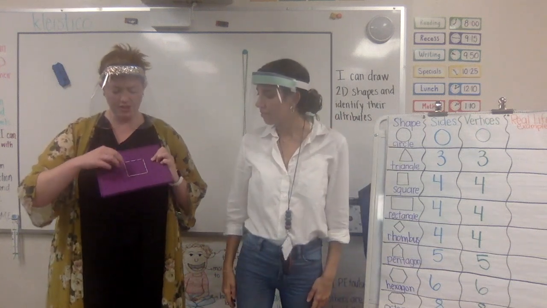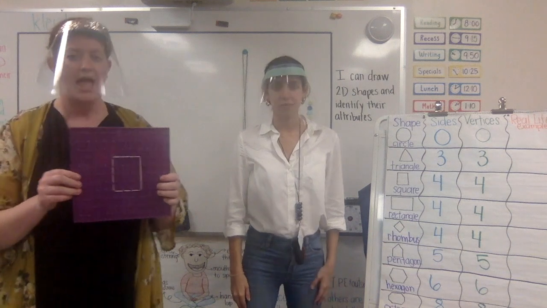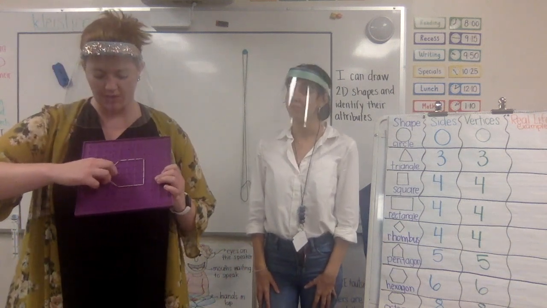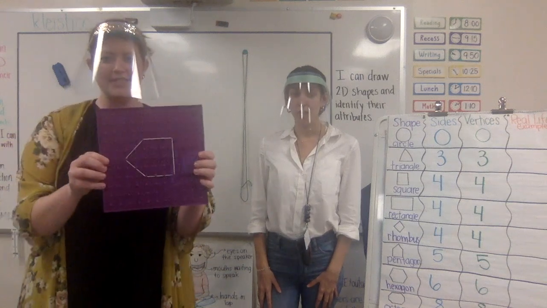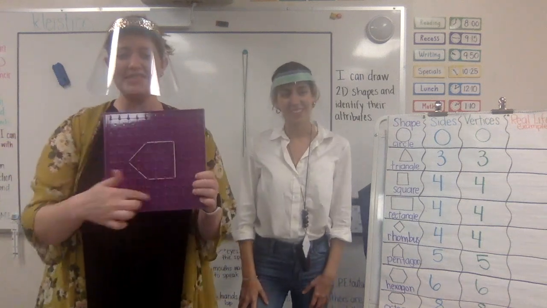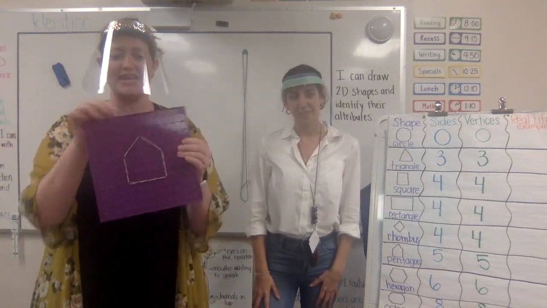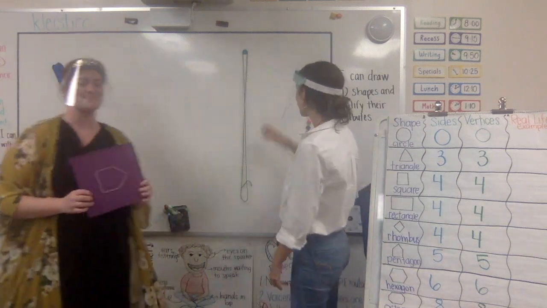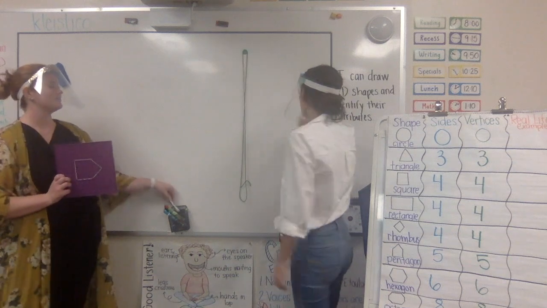Okay, Miss Lestico, I'm going to start by building a rectangle, and then I'm going to stretch up one side, or go to the side, and give it a point. So now I have 5 sides and 5 vertices. And I know that no matter how I turn it, it's going to stay that pentagon. That's right. Okay, well, I have my pointy top right here.